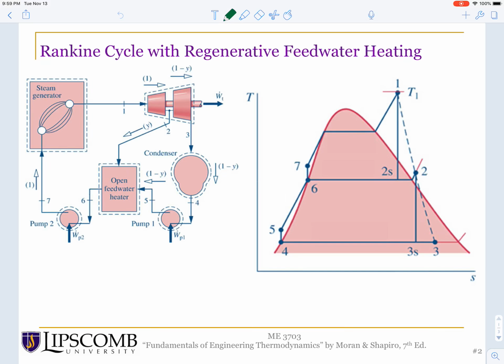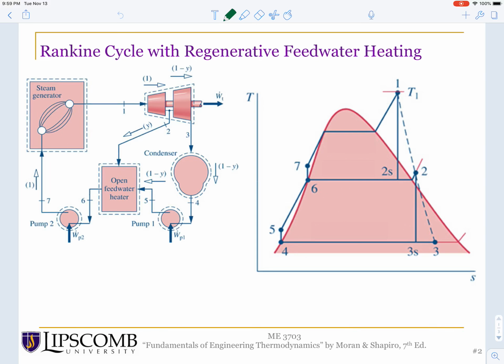Okay, let's start by looking at pump 2. So we provide power input through work to drive pump 2, and that increases the pressure of the working fluid from state 6 to 7. So we've got a pump as usual. We go through some sort of a boiler, steam generator device to put energy into the fluid from an external source. That's the same as before. That takes us from state 7 to 1.